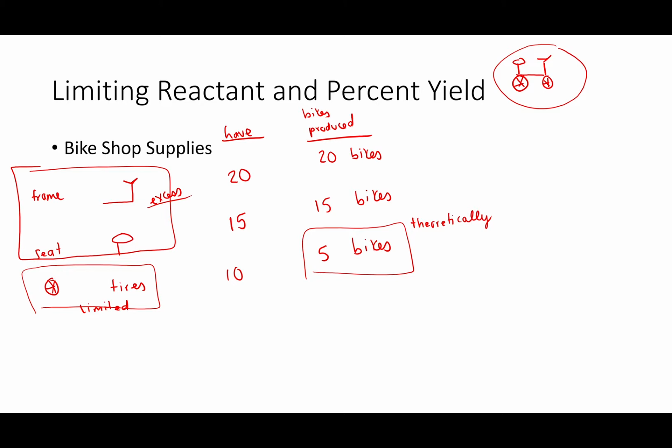Now, I say that I theoretically can make 5 bikes because what happens when I go back into my storeroom and one of the tires has an unrepairable hole in the tire? Then I'm not going to be able to make 5 bikes. I won't be able to make that many.